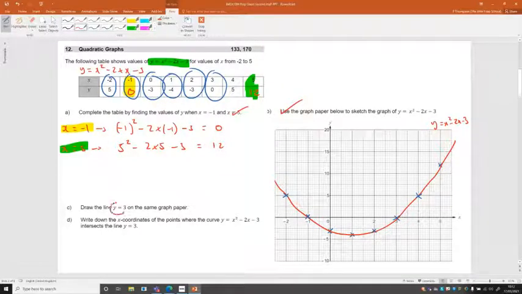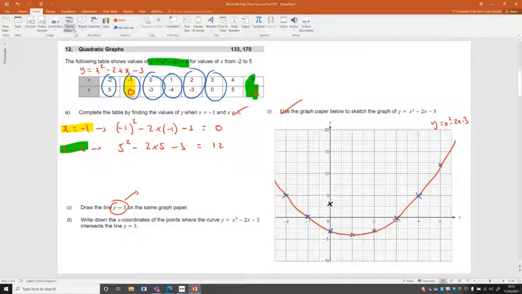Draw the line y equals 3 on the same graph paper. Remember the line y equals 3. It goes through 3 on the y-axis, which is here. And it has to be a horizontal line. It can't be vertical because the vertical line's already there. Okay, so you just draw a nice straight line now. A horizontal line through 3 on the y-axis.